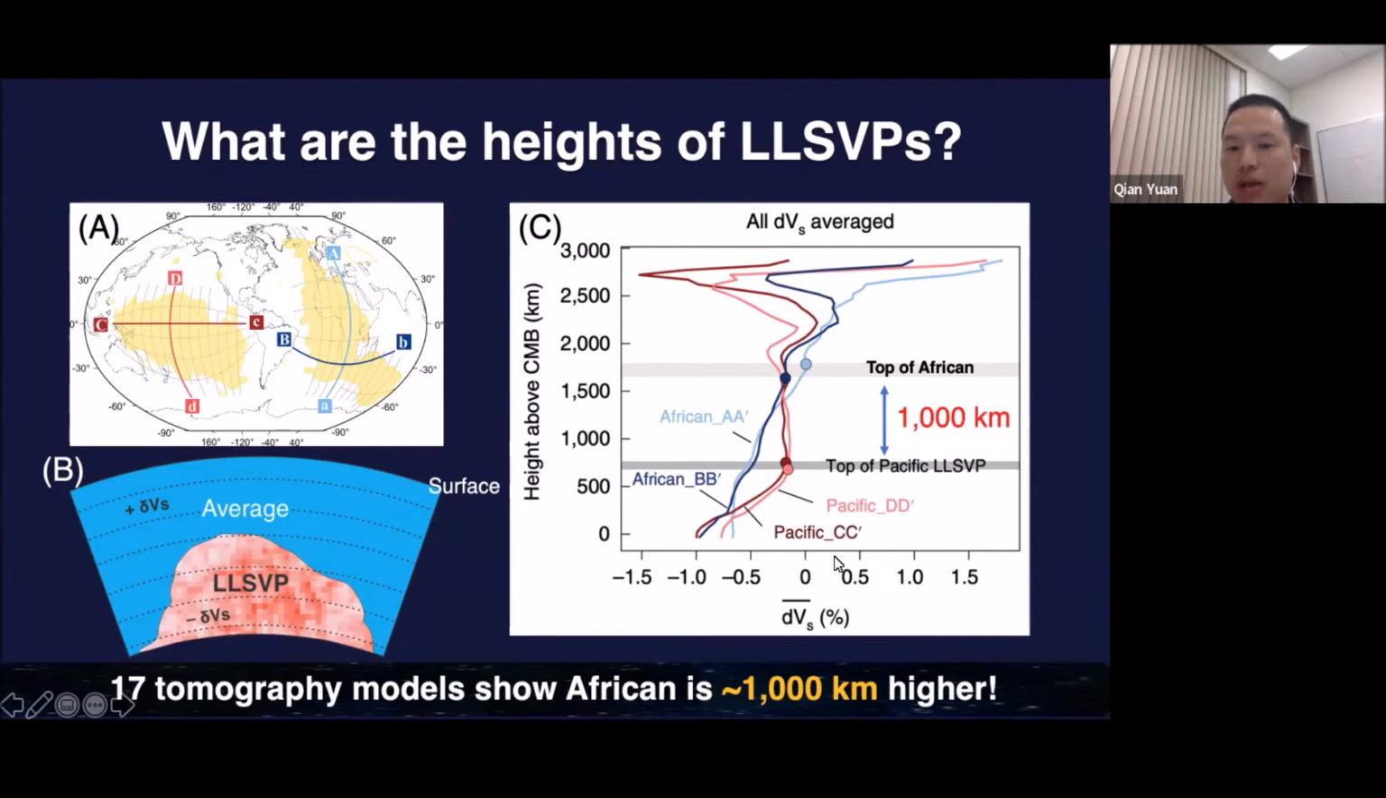We also tried other methods, like using only the negative shear wave anomaly, and we also used the cluster data published by Vanderhilst and Kárason in 2016, which also show similar results. But anyway, we are not seismologists. We are more interested in why there is such a huge height difference between the LLSVPs.